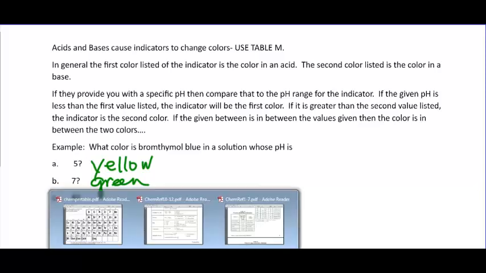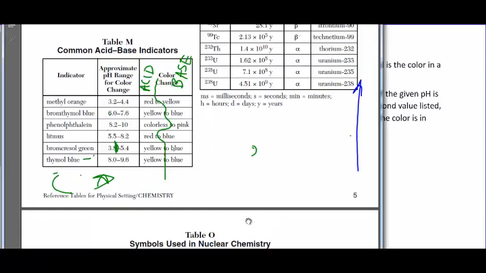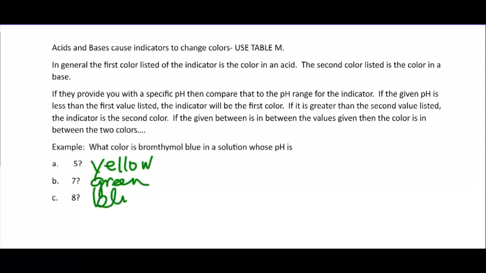All right, so the next one is what? pH 8. We're higher than the second color, so we're blue. I think you guys got this.